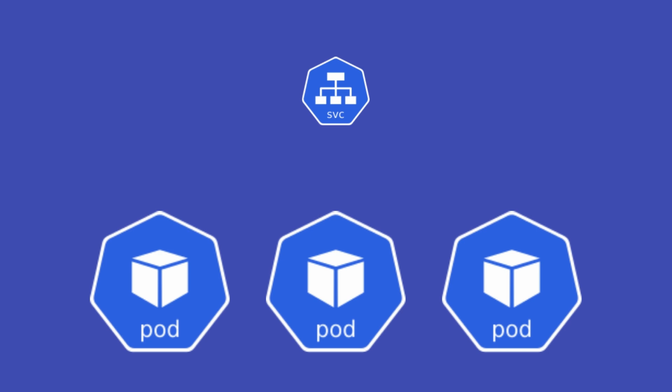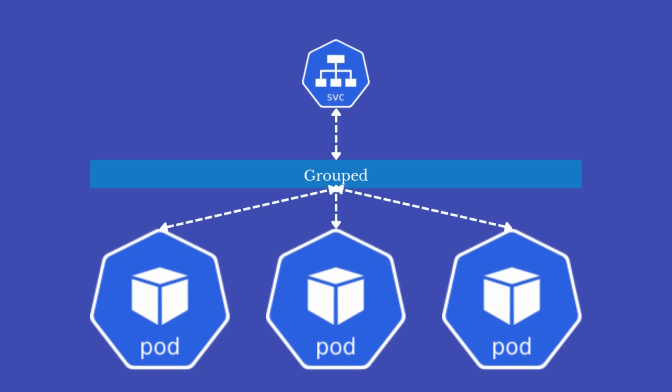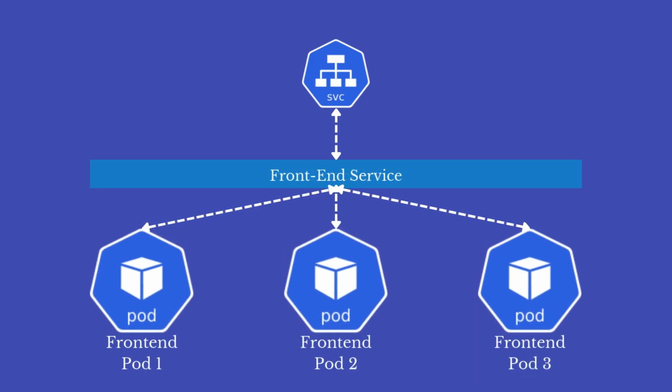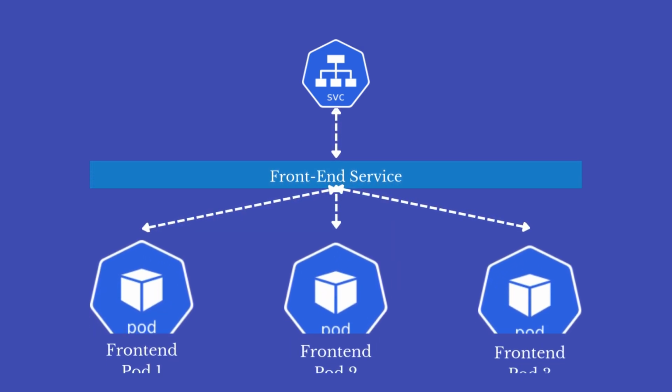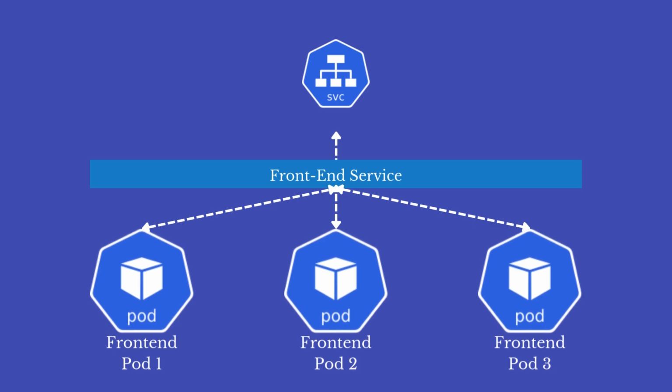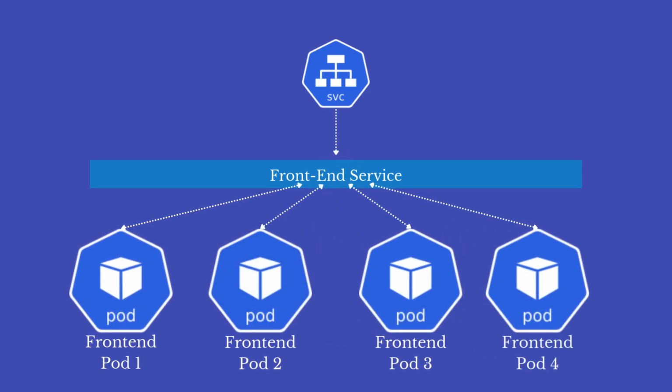So how do you manage communication efficiently? Well, Kubernetes services solve this problem by grouping pods and providing a single stable interface for accessing them. For instance, you can create a service for your front-end pods, which will give you a single point of contact to all the front-end pods. All requests to the service will be distributed among the group of front-end pods. Even as pods are added or removed, this service ensures that the communication is unaffected.